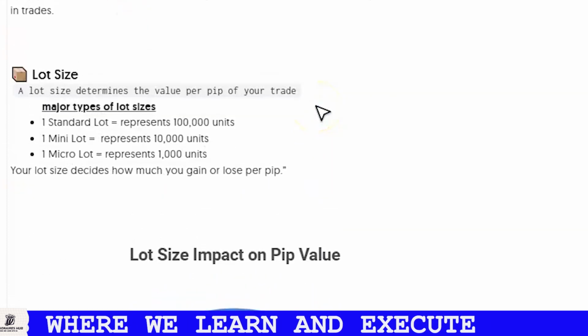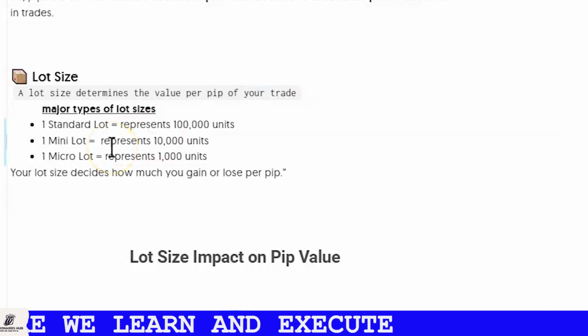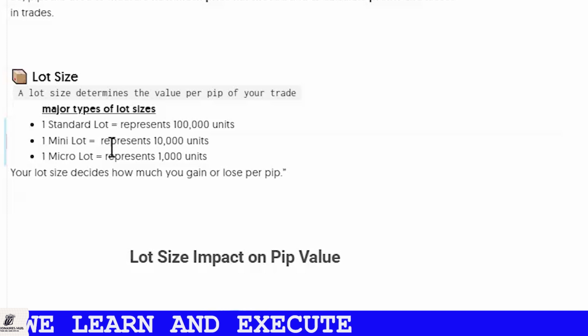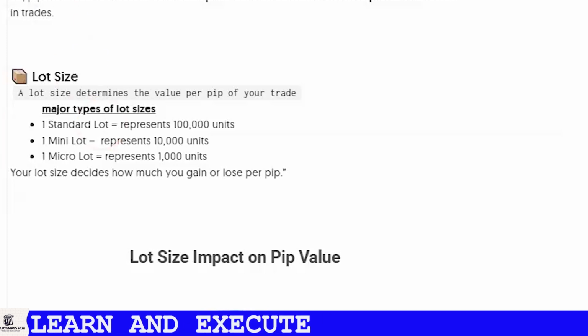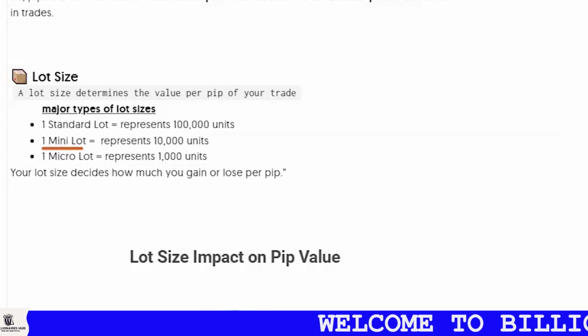So let's get to what is a lot size. The lot size is the value per pip. So the lot size determines the value per pip of your trade. And we have three types of major lot sizes. One, a standard lot, a mini lot, and a micro lot. And one standard lot represents 100,000 units of that pair, and a mini lot represents 10,000 units of that currency pair. In the same case to a micro lot, which represents 1,000 units of that pair.